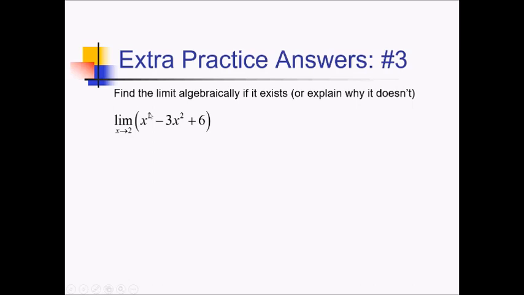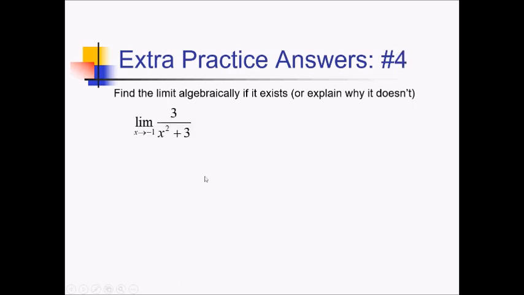To find the limit as x approaches 2 for this polynomial, since it's a polynomial which is continuous, that means that limit values and function values are always the same on these. So just plug 2 in for all the x's and see what it comes out to. So we've got 8 minus 12, so far that's -4, plus 6 gives us 2 for our final limit.